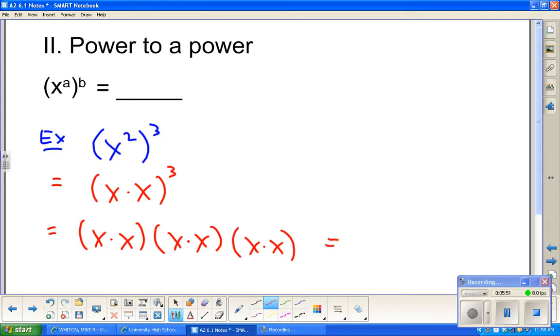Okay, so I can just kind of expand it out. And then how many do we have? X to the sixth. So what do we do with those exponents? That's the 2 times 3. That's when you multiply exponents. So the rule is x to the a times b power. Okay, that's the only time you'll multiply exponents, if it's a power to another power.